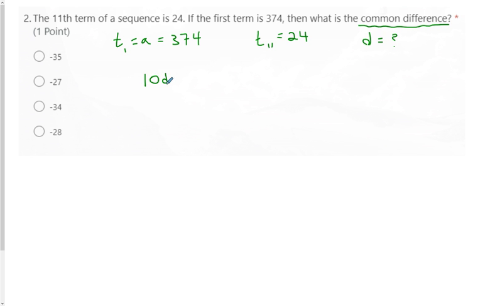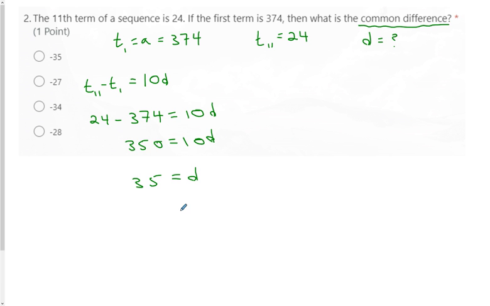And each jump is we're taking off that common difference 1 time. So 10 times our common difference gets us there. So if we subtract our 2 terms, the 11th one and the first one, and see what their difference is, and then we divide it by 10, that'll tell us what the difference of 1 jump would be. So the 11th term is 24. The first term is 374. So we end up with 350 equals 10 times D. Divide both sides by 10. We're going to end up with 35 equals the common difference.